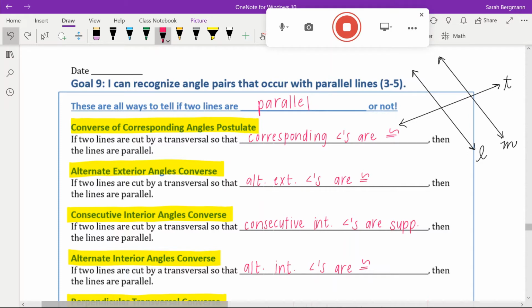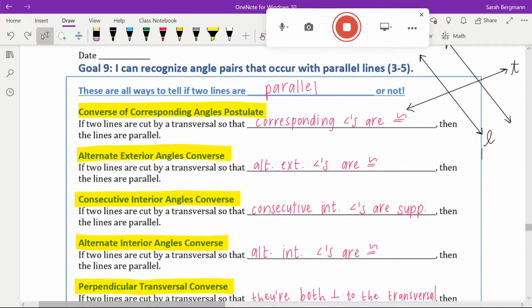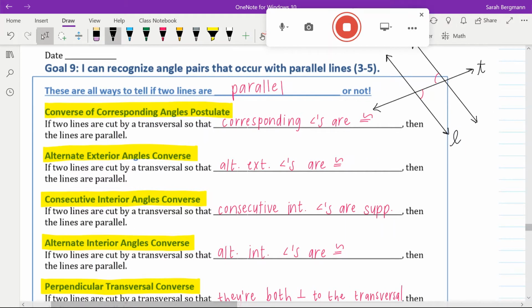The next one says if consecutive interior angles are supplementary, so let's say this angle was 60 and this angle was 120, then you would be able to conclude that L is parallel to M. Similarly, if you know alternate interior angles are congruent, for example, if you knew this angle and this angle are congruent, you could conclude L is parallel to M. Whoops, I lost my M.